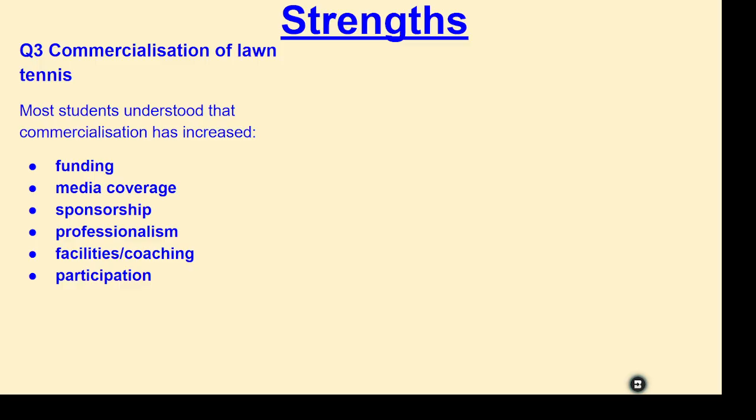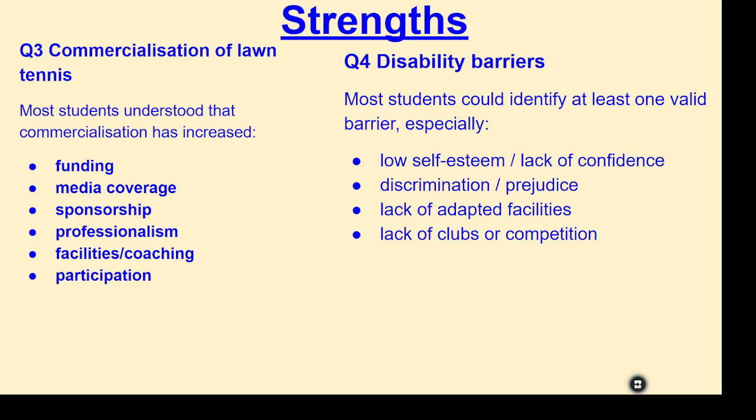Questions that you answered really well: Question 3 was about the commercialisation of tennis, and most of you understood this idea about commercialisation was about funding, media coverage, sponsorship, professionalism, facilities and coaching, but also participation within sport. And that's really important that we take that on board. We seem to know that quite well.